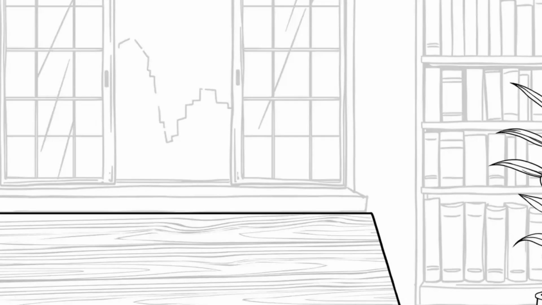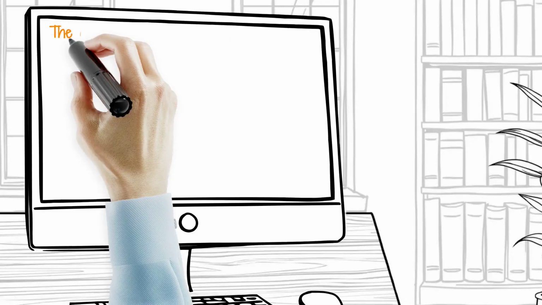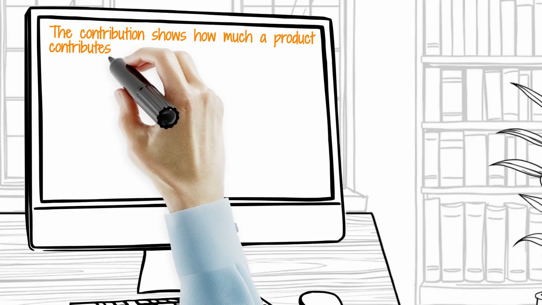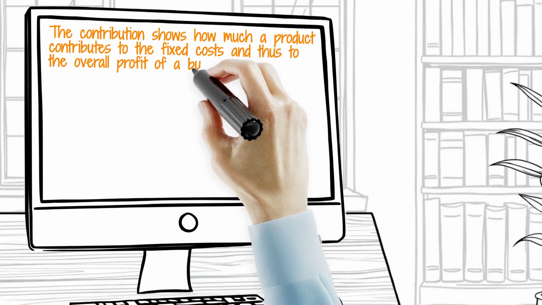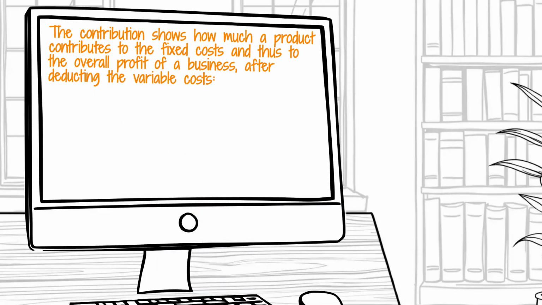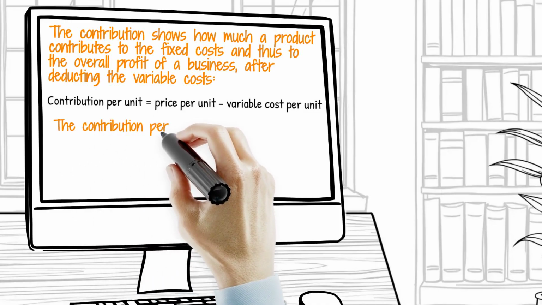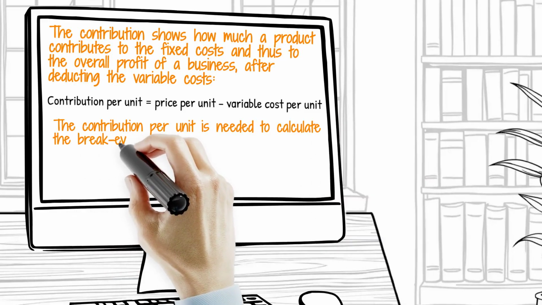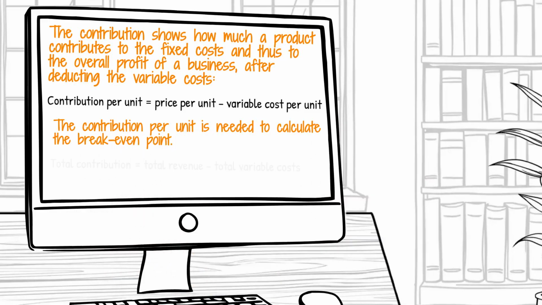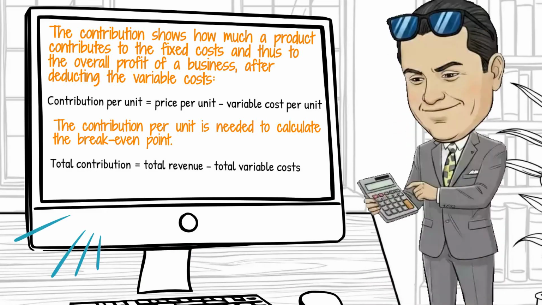The contribution shows how much a product contributes to the fixed costs and thus to the overall profit of a business after deducting the variable costs. Contribution per unit equals price per unit minus variable cost per unit. The contribution per unit is needed to calculate the break-even point. Total contribution equals total revenue minus total variable costs.